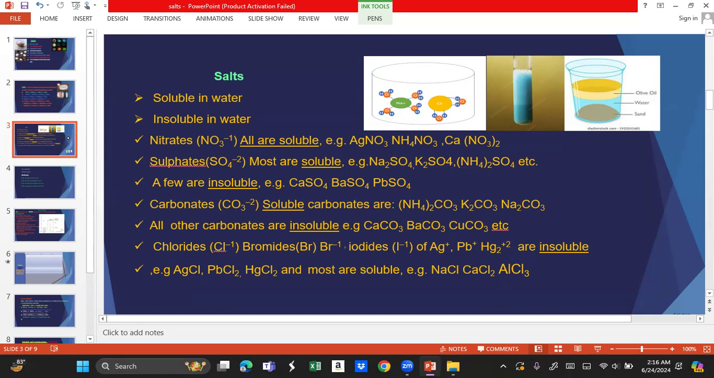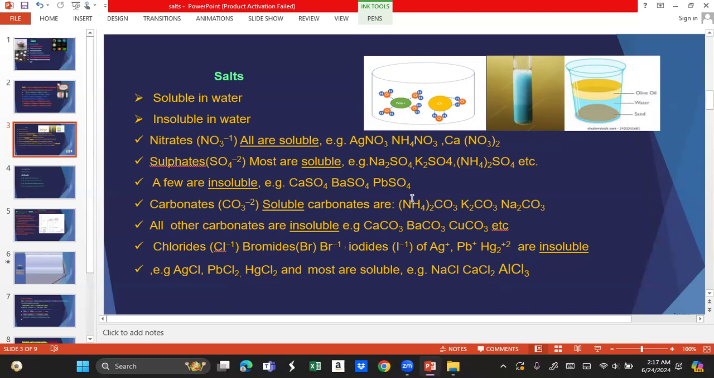We put sodium chloride, which is a salt, table salt, in water. After some time, it will be dissolved. It will be vanished. I mean, it is soluble. At the same time, if you put calcium carbonate, a marble piece, in water, you will see it will settle down to the bottom of the water. That means it is insoluble.